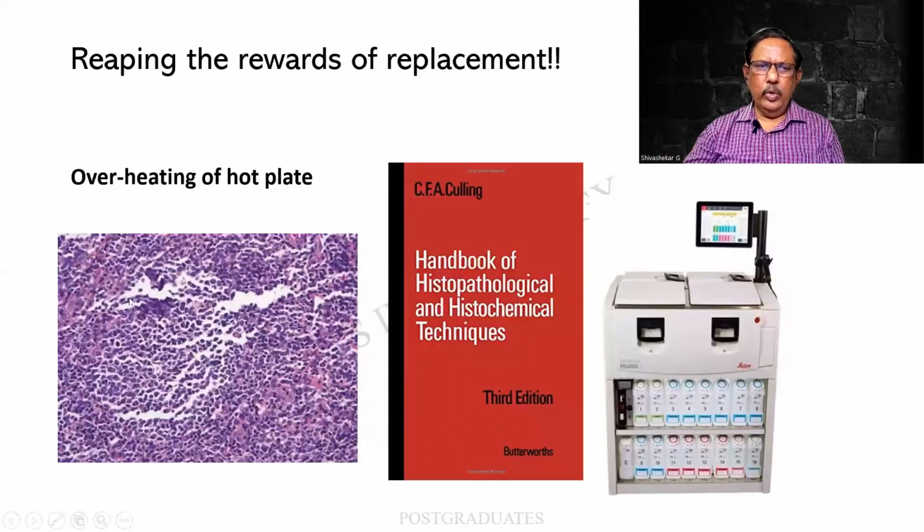And this again is overheating on a hot plate in this case. So this again has led to, this is a specimen, I think it's a lymph node or so. There is no business for such spaces to be in a lymph node. It is artifact. And this is the age-old commendable work of Culling and his histochemical techniques or histopathological techniques, which we should repeatedly revisit. You can go to Lynch, you can go to Bancroft and Culling. Please be revisiting them n number of times.